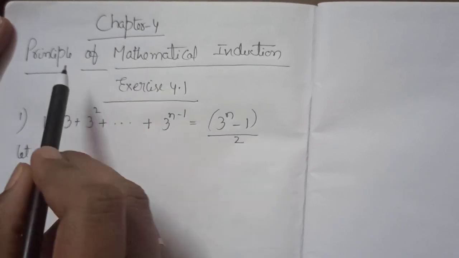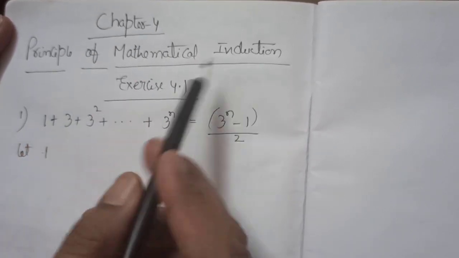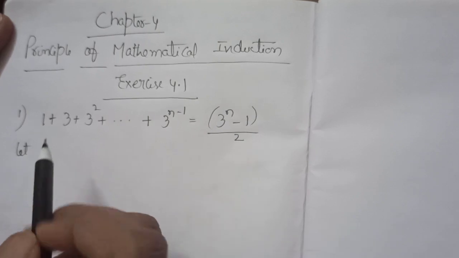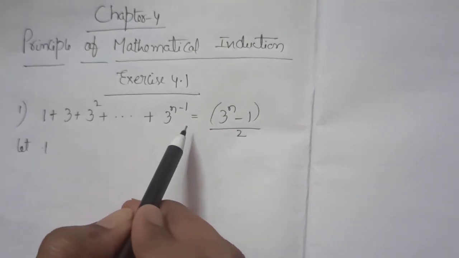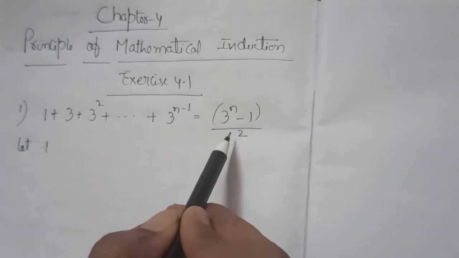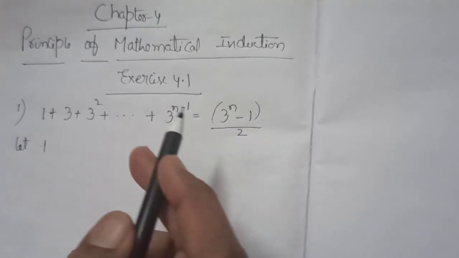Now we are going to start chapter 4, Principle of Mathematical Induction, exercise 4.1. The given question is 1 + 3 + 3² + ... + 3^(n−1) = (3^n − 1)/2.